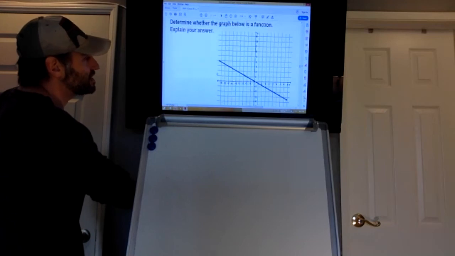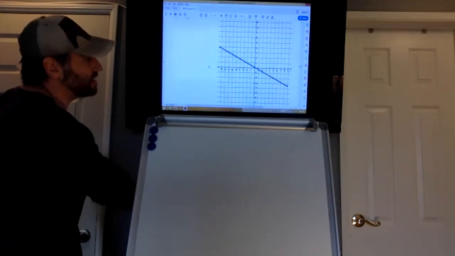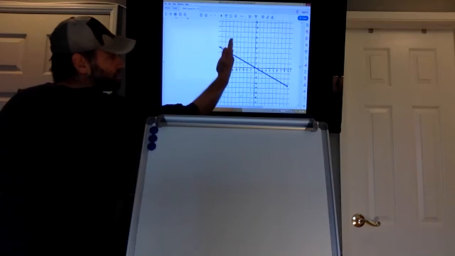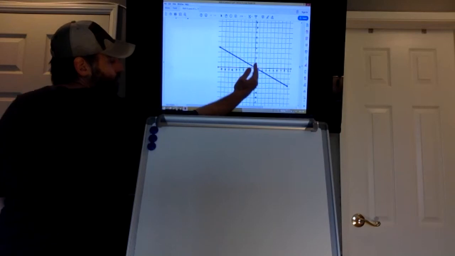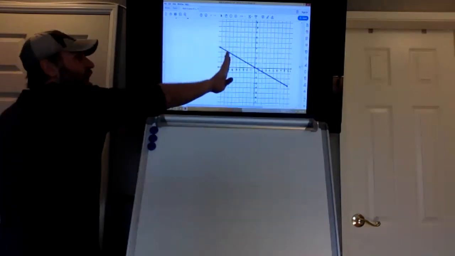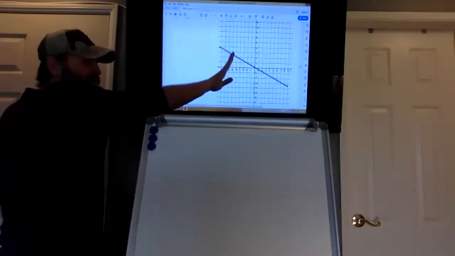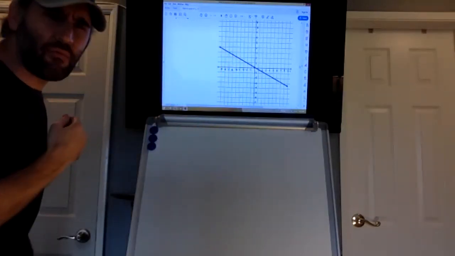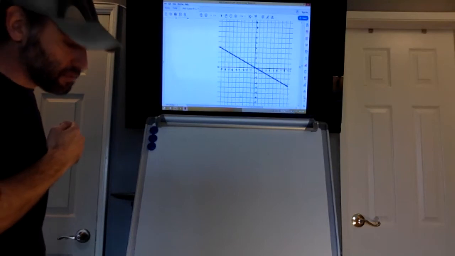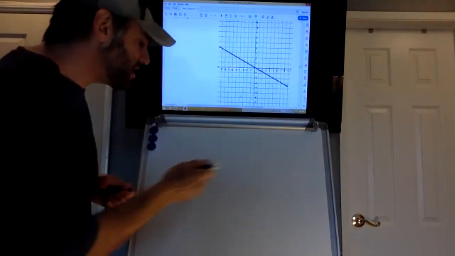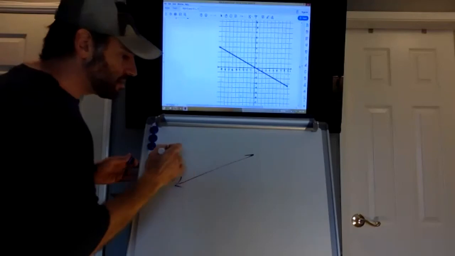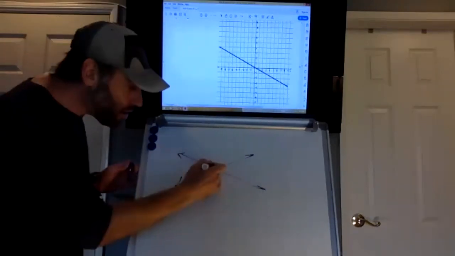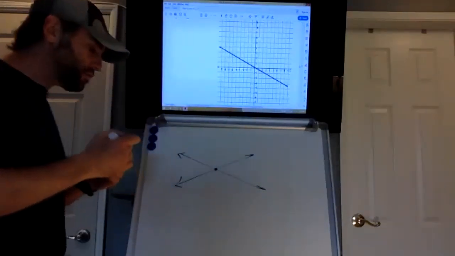I think we've done most of the lesson. This is a function. It passes the vertical line test. Any place that I touch, it's only touching at one point. Remember, if this is a line, in geometry, we study this in the beginning of the year. 2 lines intersect at exactly one what? Point. Any two lines intersect at a single point, not in 2 points.